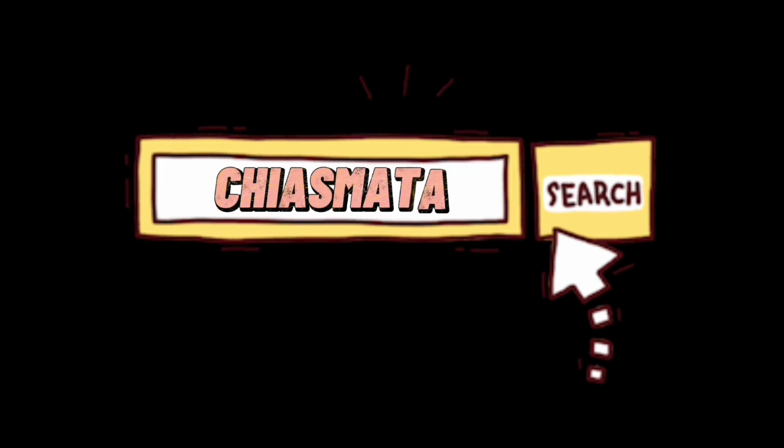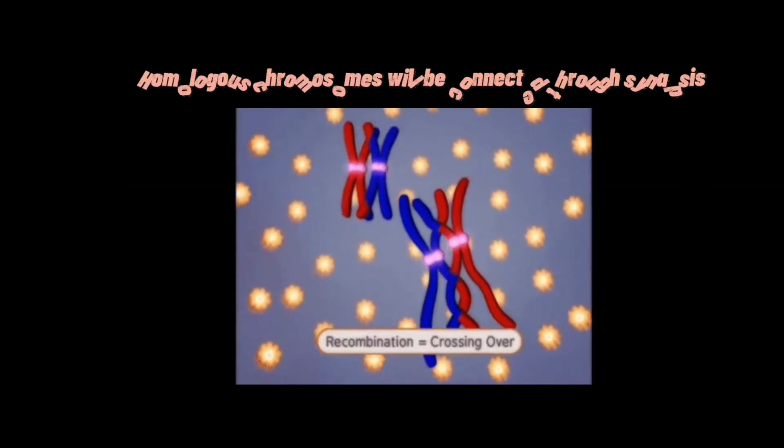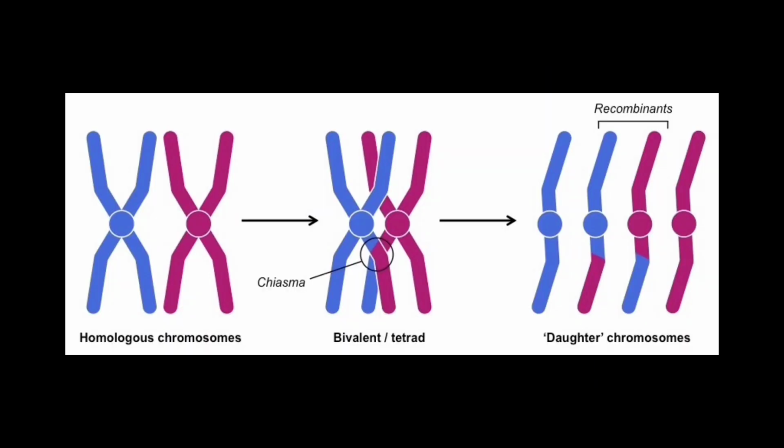The next term is chiasmata. During prophase 1 in meiosis, homologous chromosomes are connected through synapsis. During synapsis, the non-sister chromatids are connected at a point of exchange, a region called the chiasmata, which holds the homologous chromosomes together as a bivalent until anaphase 1.